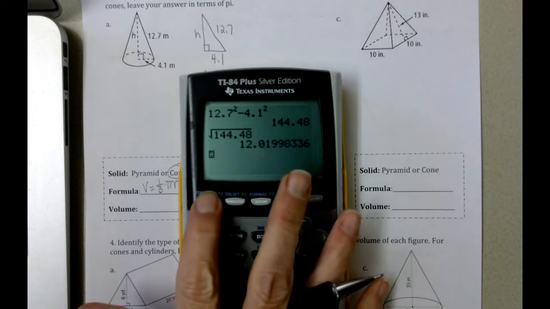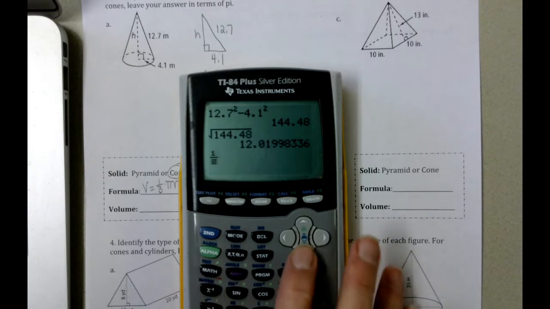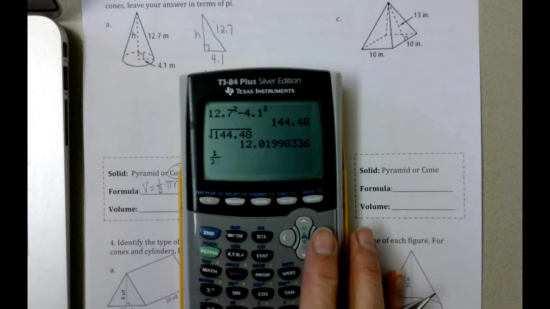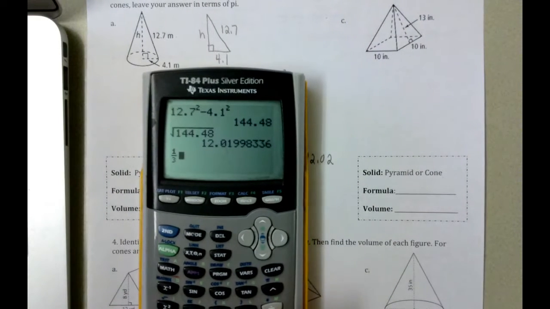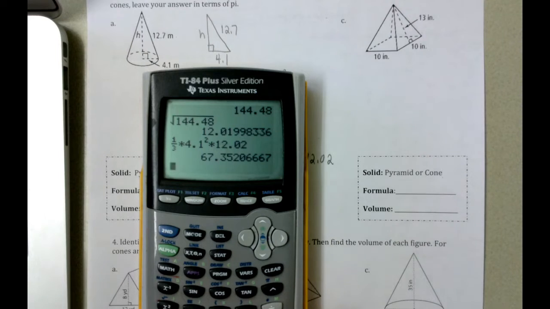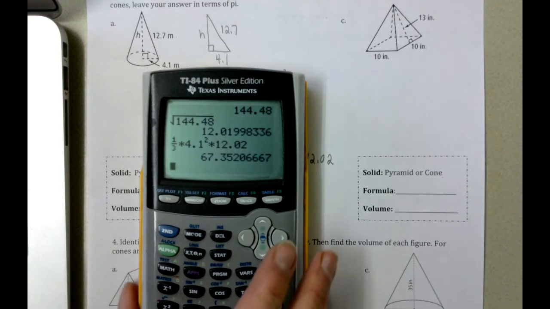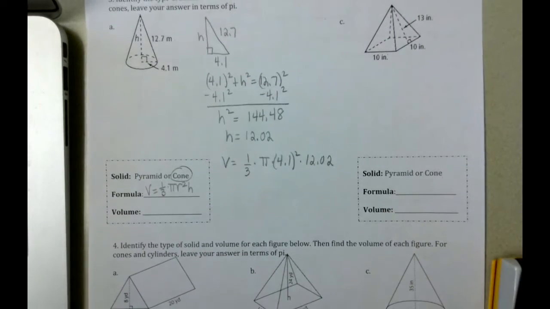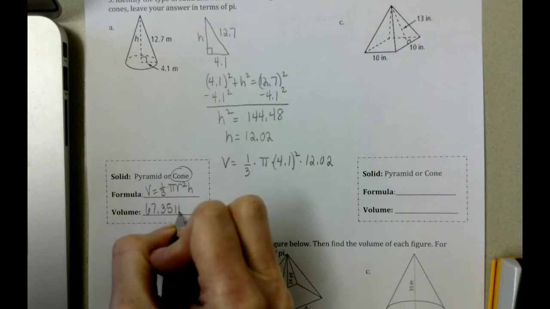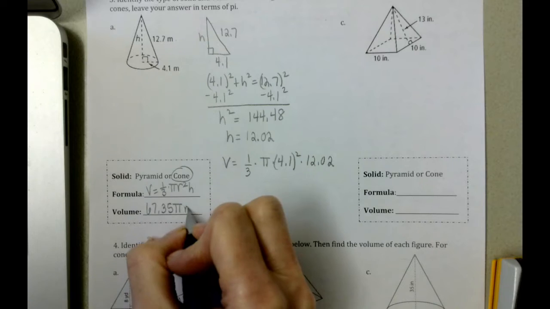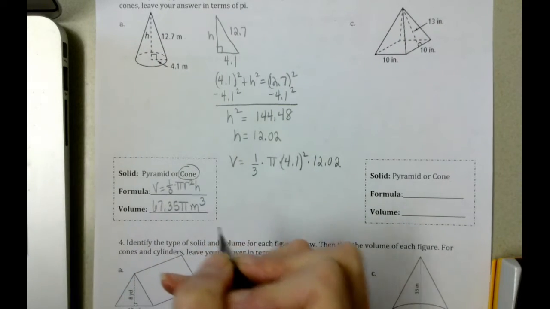So 1/3 times 4.1 squared times 12.02 is 67.35. 67.35 pi, and our units are meters cubed.